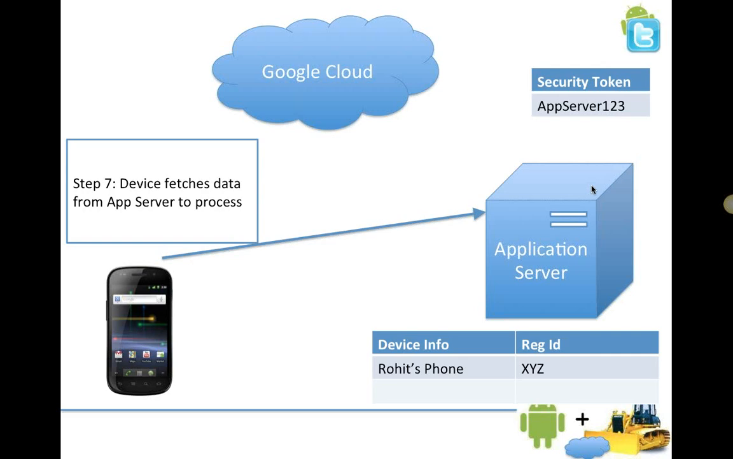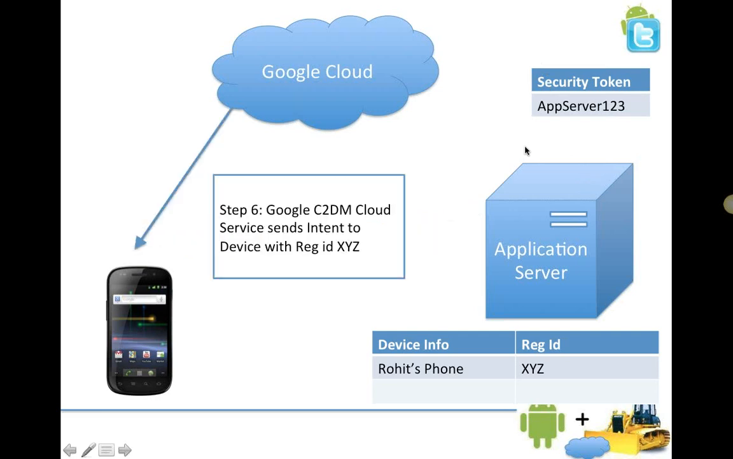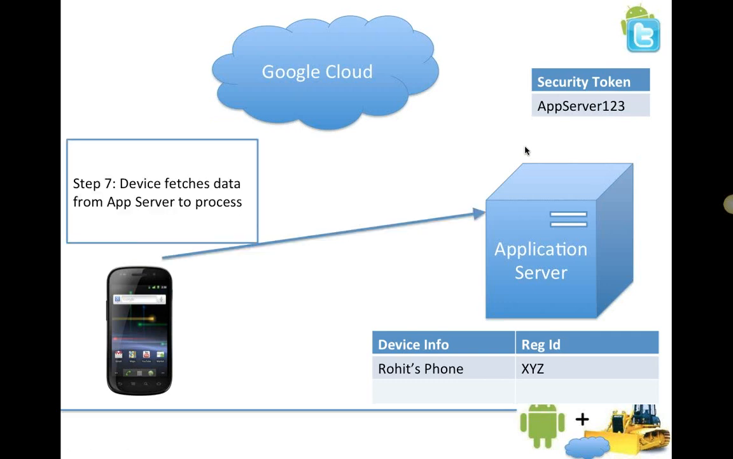I'll just track back a little bit, because I think you must have lost a couple of slides. So let's track back a bit. The cloud now sends this message, which the application server sent to the cloud, saying that the server has something interesting for you, so please get back to us. This is the time when the device knows that, okay, I need to go and get my new scraps from the server. And this is how things really work out in the C2DM world.